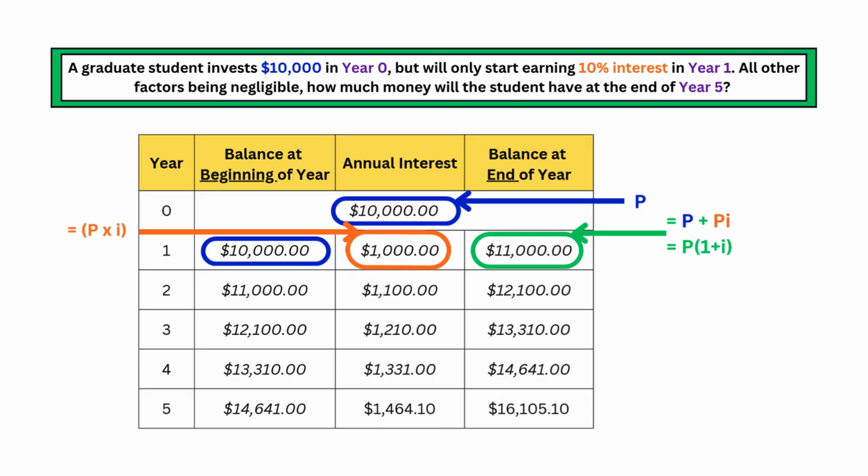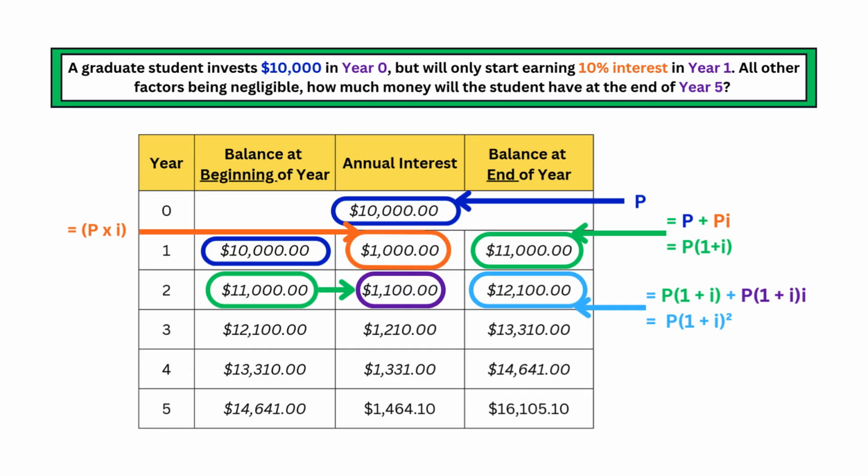Now here's the key shift. In year 2, the bank doesn't reset and calculate interest on just the original $10,000. Instead, it applies interest to your new total, the full P multiplied by (1 + I). So after 2 years, your money becomes P multiplied by (1 + I), and multiplied by (1 + I) again, or P multiplied by (1 + I) squared. This pattern continues. Each year you multiply by another (1 + I), because each period builds on the last. You stack growth on top of growth.